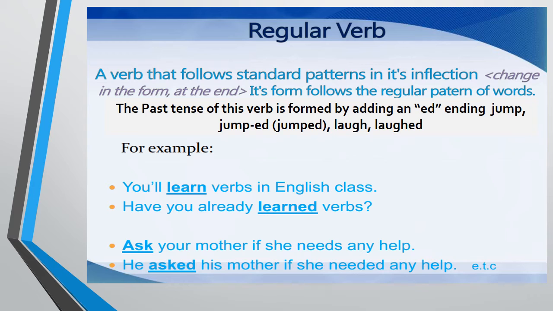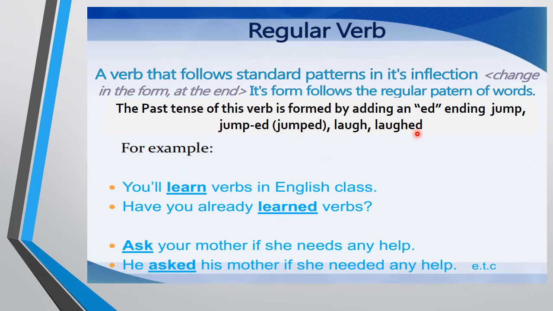Next kind after stative verb is regular verb. A verb that follows standard pattern in its inflection, meaning change in the form at the end. Its form follows the regular pattern of words. The past tense of this verb is formed by adding an ed ending: jump into jumped. Like we have added ed here, so it has become jumped.